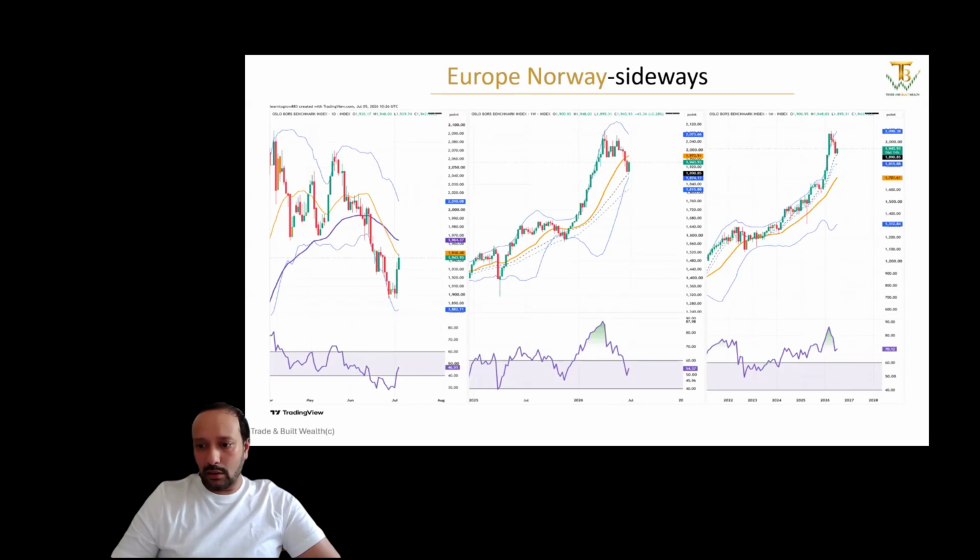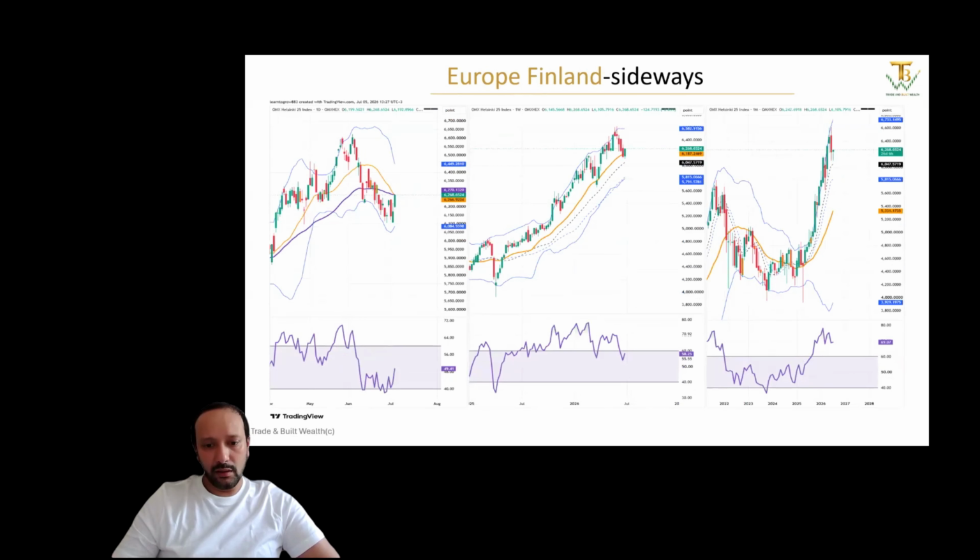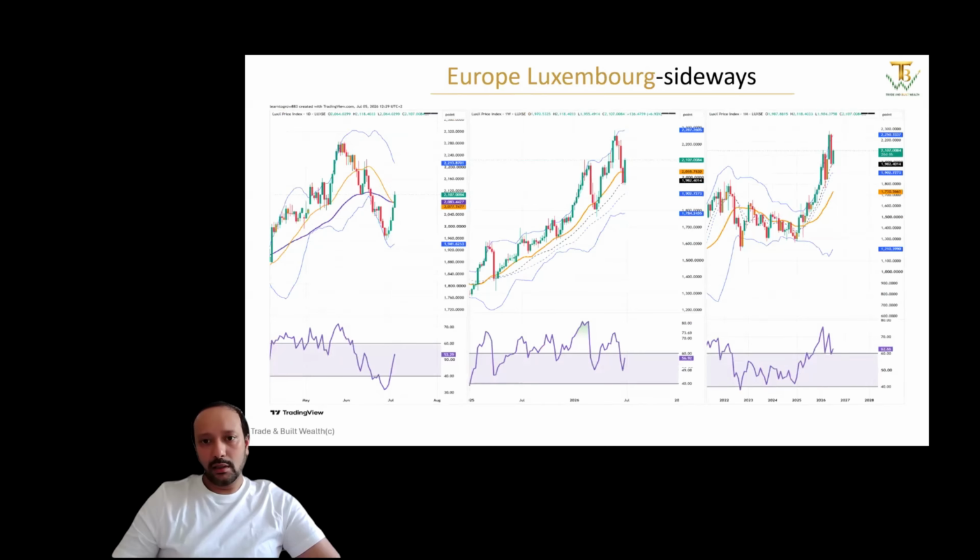Norway is also long term bullish. Midterm and short term is kind of sideways for now. Finland is similar to Norway. Here also long term is bullish, but mid-term and short term is sideways. Luxembourg is similar. Mid-term and short term is sideways, long term is bullish here.